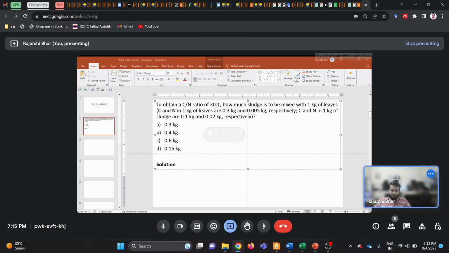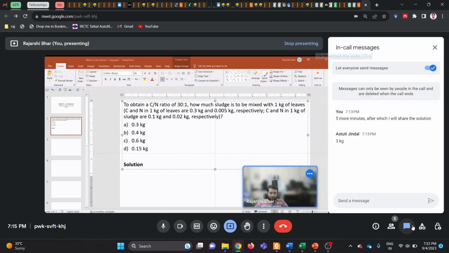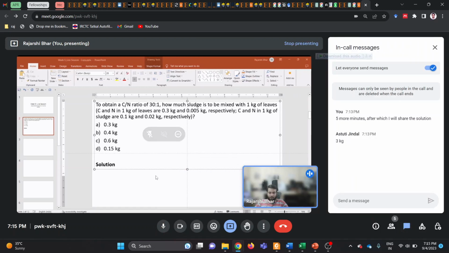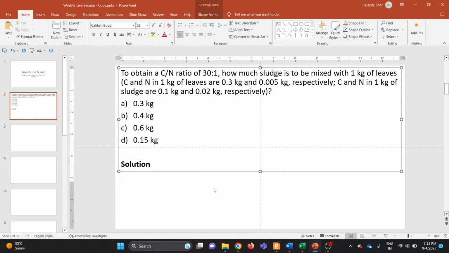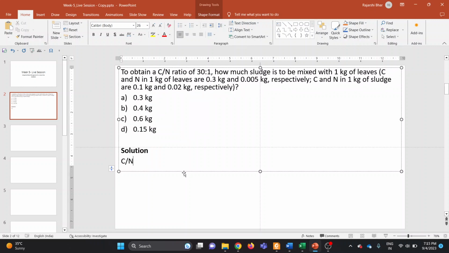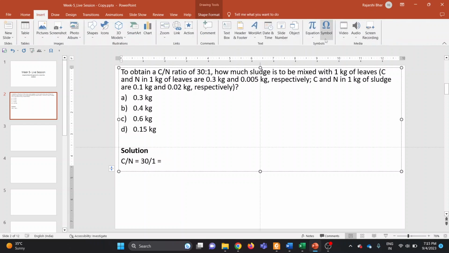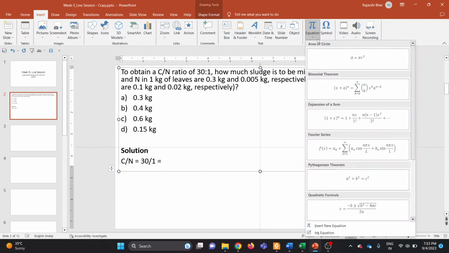Okay, so as of now we have got one solution, that is 3 kg. Now we will solve the question and see how it turns out. So what is given to us? It is that C by N is equal to 30 by 1. This value is given. So numerator is carbon and denominator is your nitrogen.